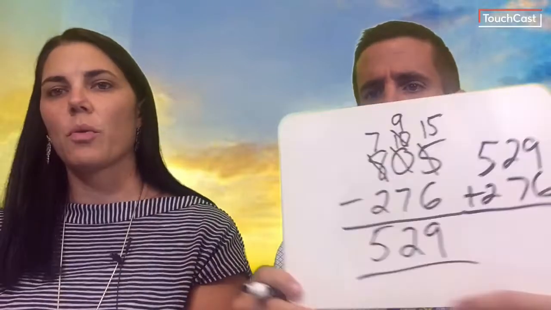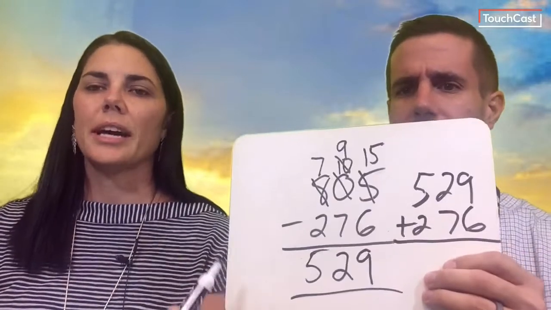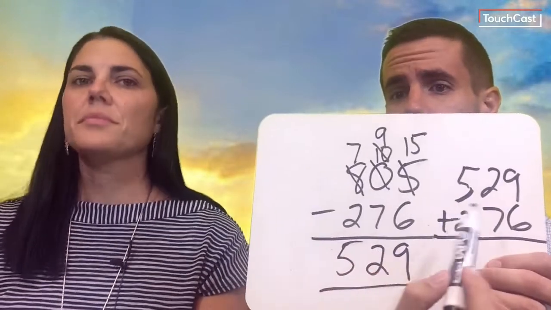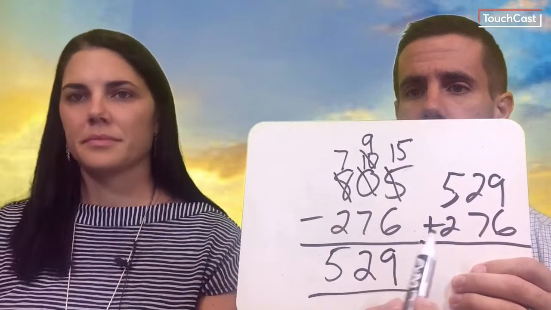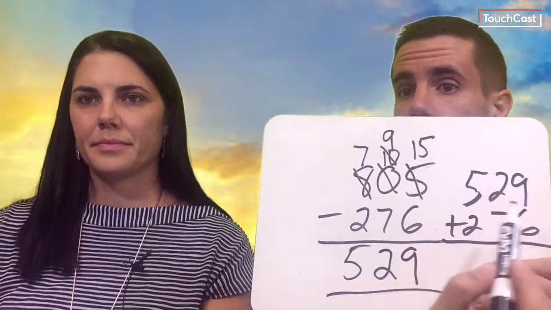Is there anything we need to think about or be careful about when we do this? Just double checking you're adding, making sure if you need to regroup that you're carrying over. Make sure your ones places are lined up. Especially if it's a 2-digit number and a 3-digit number, your tens and your hundreds all have to be lined up.